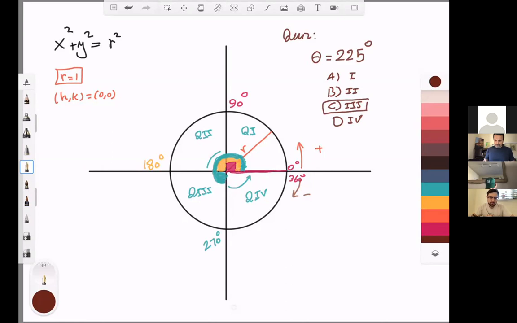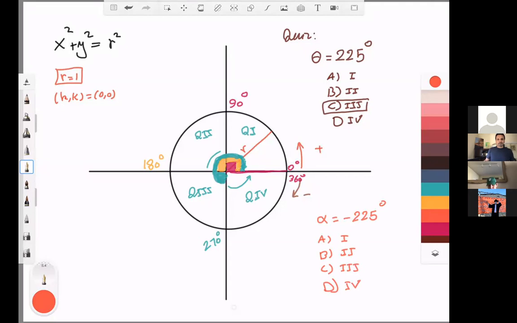Let's have a little spicy question. Alpha equal to negative 225 degrees is at A, B, C, or D? Is it 1, 2, 3, or 4? C. Again, C? No, right? B. I think it's B. Yeah, we are battling between C and B.